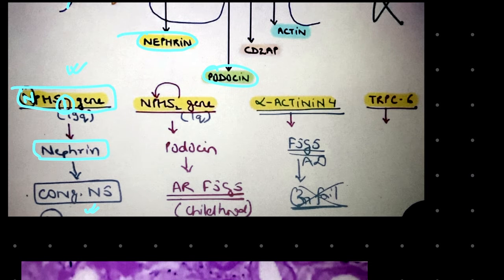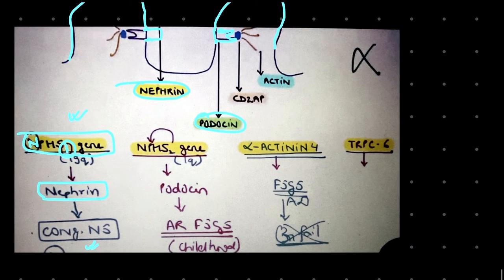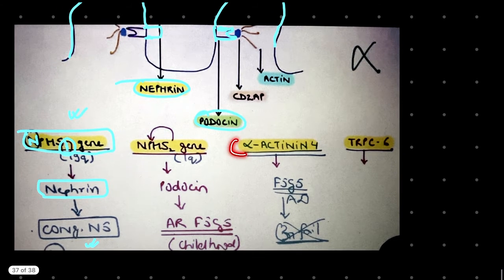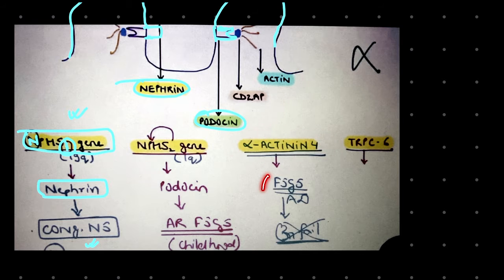Now moving further, we have another one, alpha actinin 4. What it does is cause the production of actin. Because of mutation in this alpha actinin 4, there will be focal segmental glomerulosclerosis, that is the autosomal dominant variant. As you can see, the alpha seems like a cross, and it does not cause renal failure, and it is so important to know.